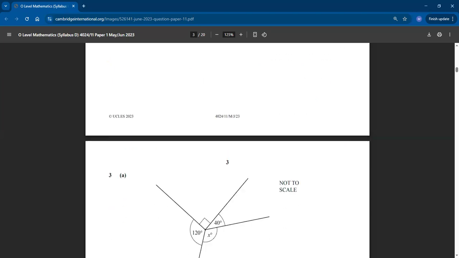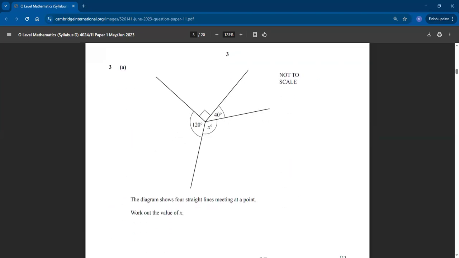All right, we'll try to at least cover 10 questions in this particular lesson. Okay, now let's take a look at this. Question number 3, the diagram shows 4 straight lines meeting at a point. So we've got 4 straight lines, but we do know that this is a full circle as well. That means the total angle of this circle should be 360 because it is a full circle, right? This angle is given to us as 120. This angle is given as 40. Now, whenever there is an angle that is marked as a square, that means it's a 90-degree angle. So that's 90 degrees. And we need to work out the value for x.